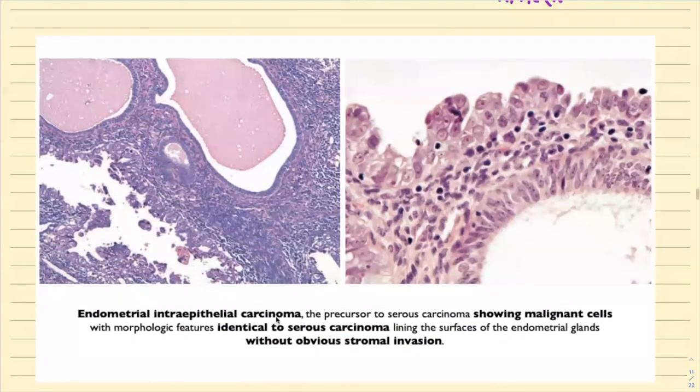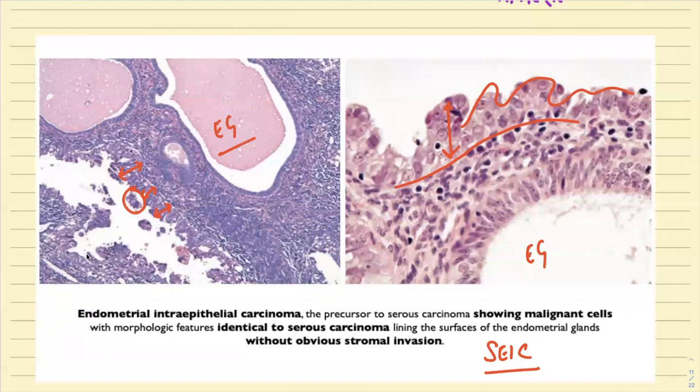As we can appreciate, this is the endometrial intraepithelial carcinoma, that is SEIC. So it is a surface growing tumor. If you see, the tumor cells are growing as a surface, and some of them have also exfoliated. They are growing in the form of papillae. But one important thing is it has been confined. It has not yet invaded the stroma. These are the normal endometrial glands that we see over here, and it is growing as a surface epithelial tumor. So there is no obvious stromal invasion. This is the precursor lesion.